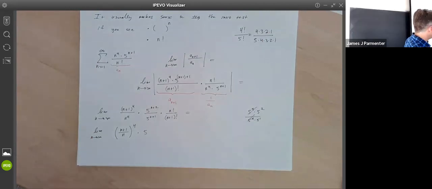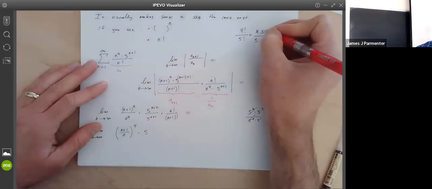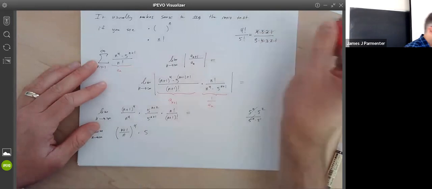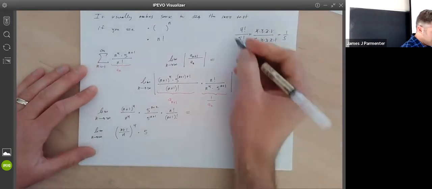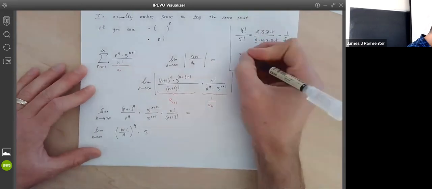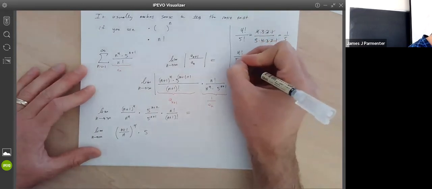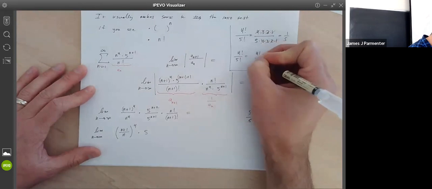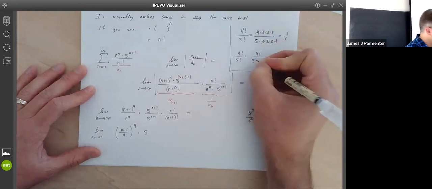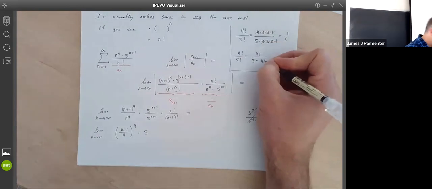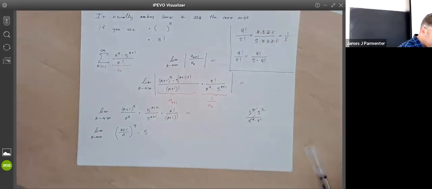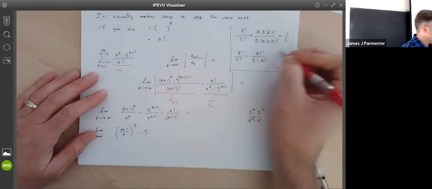So if we have 4 times 3 times 2 times 1, or 5 times 4 times 3 times 2 times 1, what are we left with? Just a 1/5. Another easier way of maybe thinking about this is 4 factorial over 5 factorial is 4 factorial over 5 times 4 times 3 times 2 times 1, which is 4 factorial. And then those cancel because they are the same.